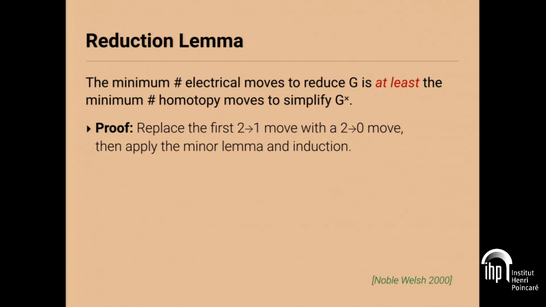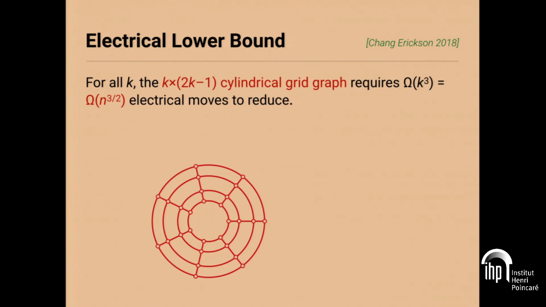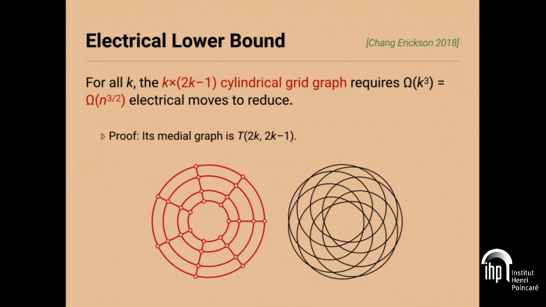And since we just proved that the number of homotopy moves you need to reduce a curve is at least n to the 3/2, that implies that if I want to electrically reduce this graph, I need at least n to the 3/2 moves because its medial graph is a flat torus knot.